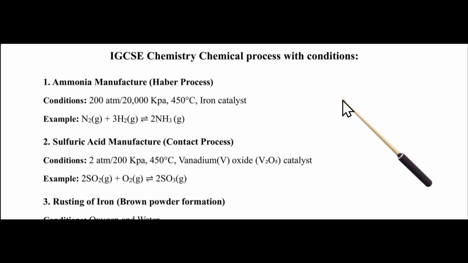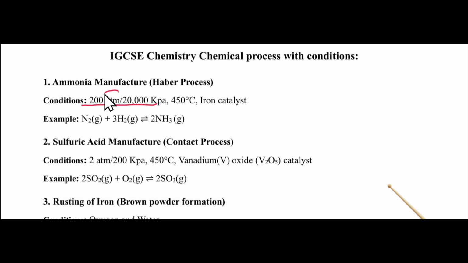Let's see, the first one is ammonia manufacture. That is also called the Haber process. What are the conditions? The most common conditions are 200 atmospheric pressure, or if it is in kPa, then you have to multiply by 100, right? So it can be 20,000 kPa or 200 atm.